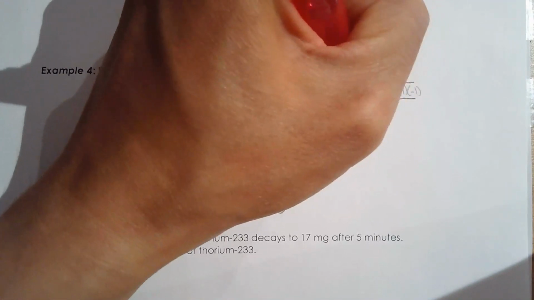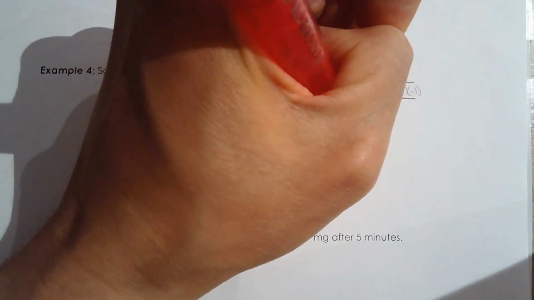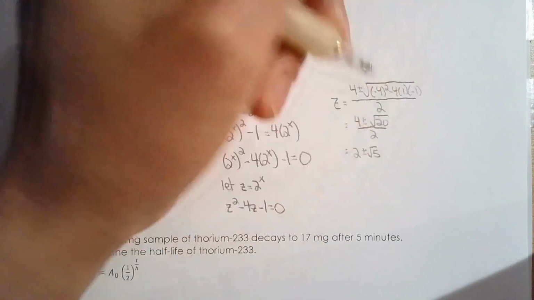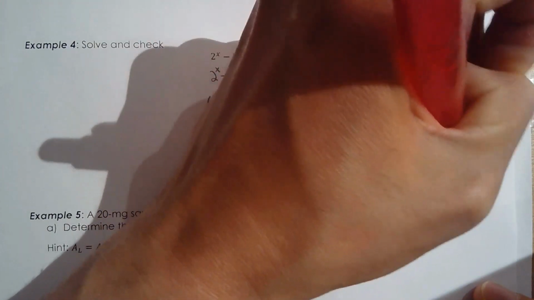So 16 plus 4 is 20. You can clean that up a little because root 20 is 2 root 5. So you can get 2 plus or minus root 5. Okay, so since z is 2 to the x, you have 2 to the x equals 2 plus root 5, or 2 to the x equals 2 minus root 5. And I'm going to focus on 2 to the x equals 2 plus root 5, because 2 to the x equals 2 minus root 5 has no solutions, okay?